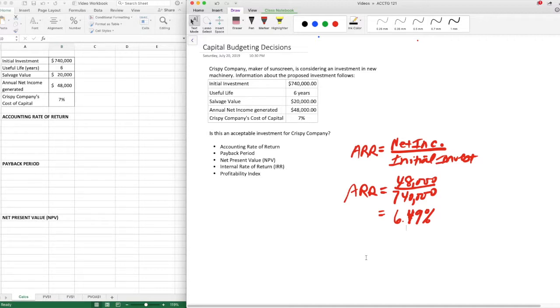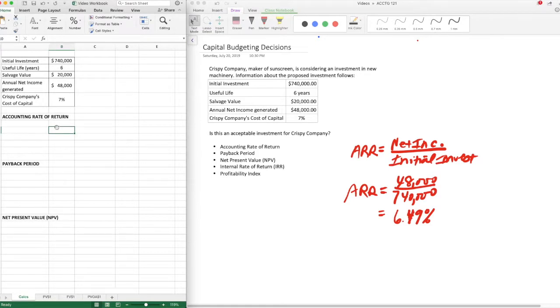Well, it depends on what the company wants. If the company desires to have an accounting rate of return of a certain amount, we would want to compare this number to what the company desired. Now, accounting rate of return is based on profits, right? It's an accounting number. And so we are looking at how much profit is going to be generated for every dollar that the company invests in this piece of equipment. So we're going to invest $740,000, and for every dollar we're going to get a 6.49% return in profit.